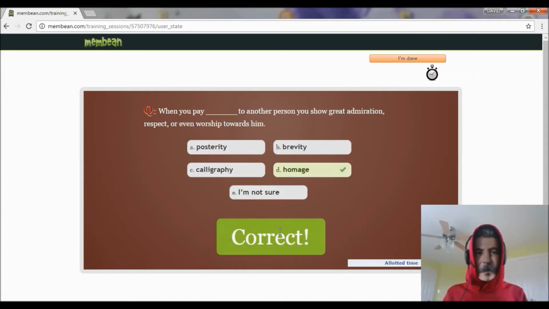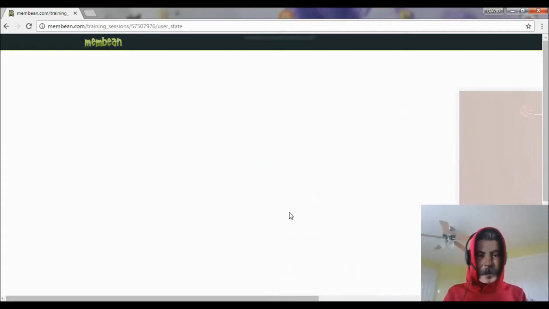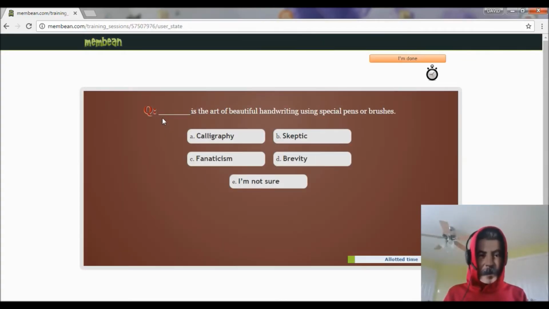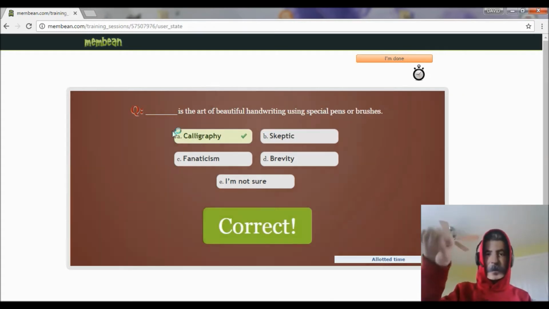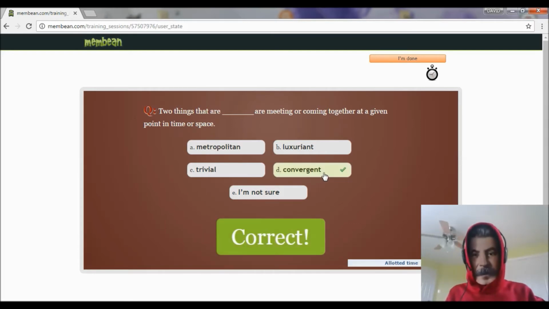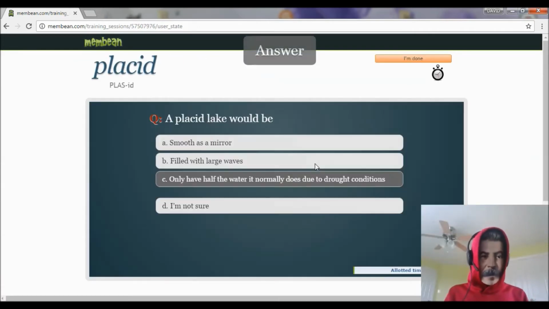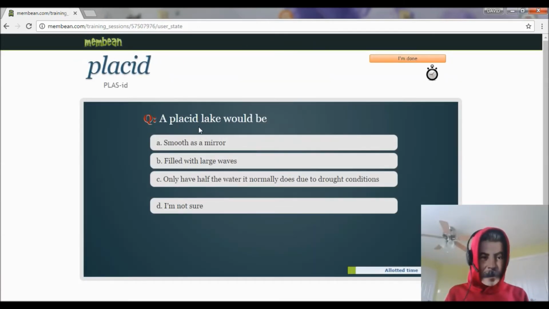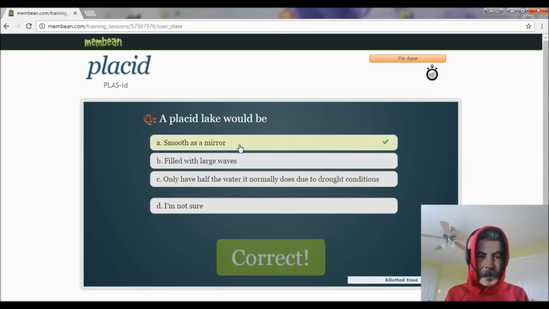When you pay homage, like a homie, my fellow Asian homie, calligraphy is the art of beautiful handwriting, using special pens or brushes. I can draw a lovely little butterfly with my calligraphy. Two things that are convergent. That is the answer. Placid. A placid lake would be smooth as a mirror.